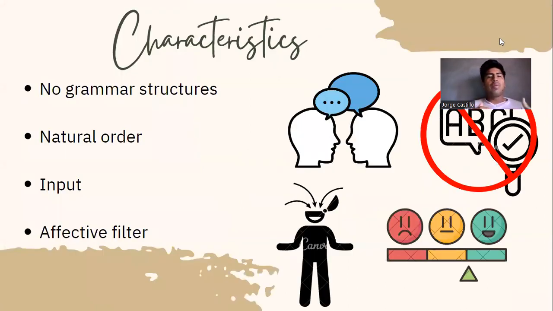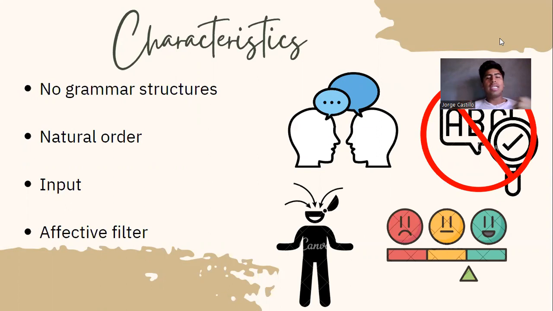At this moment, I'm going to give you some characteristics of this approach that caught my attention. There is no grammar structure. This is very important because this approach is focused more on communication and oral production instead of learning all of the grammar structure. The next one is natural order. This approach respects the order of communication because, according to this, you have to learn first the present, then the past, and finally you talk in a future way.